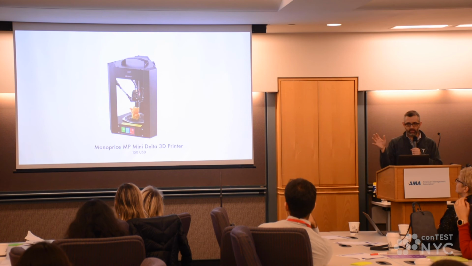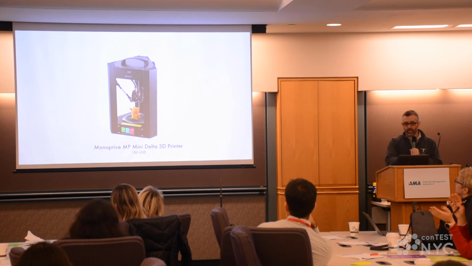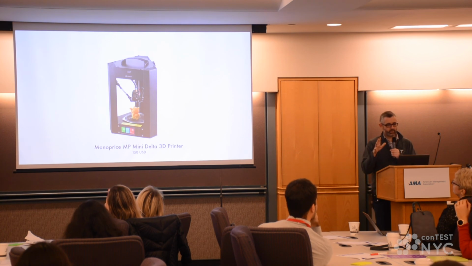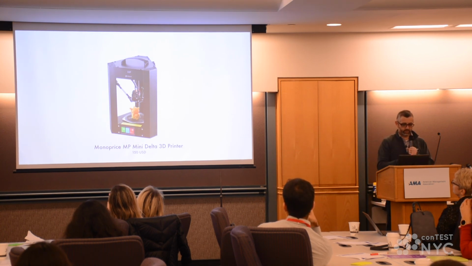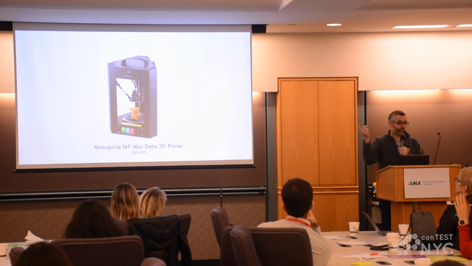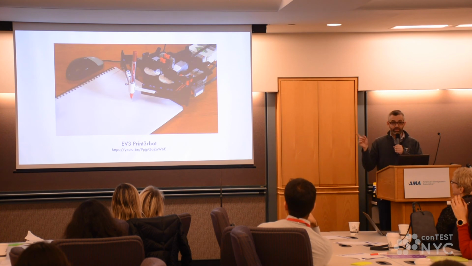And there's this other little thing. I don't own these, but this is a Monoprice MP Mini Delta 3D printer. The prices on these things are ridiculously cheap. It's $150, cheaper than the Lego set. The thing is, here you actually can print more Lego pieces if you want. And this is what you actually have to do for this project.